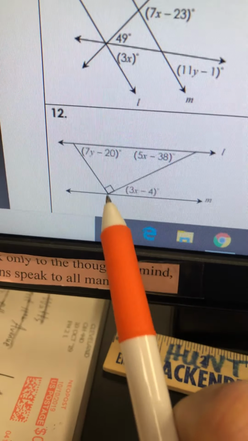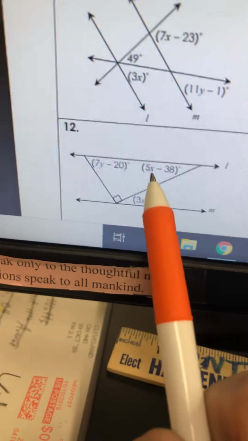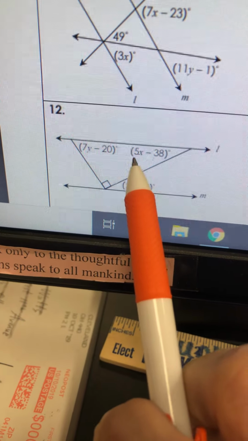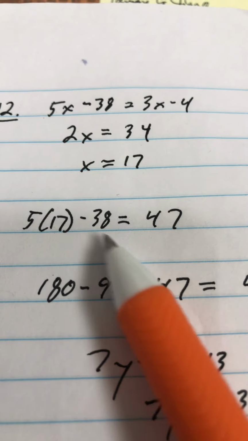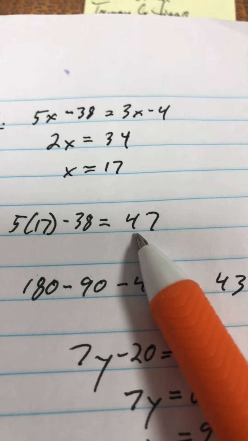Now, I need to find out what this angle is. I know this one's 90, and I've got to figure out what this angle is. So now that I know my x is 17, I'm going to take 5 times 17 minus 38. So 5 times 17 minus 38 gives me the 47.